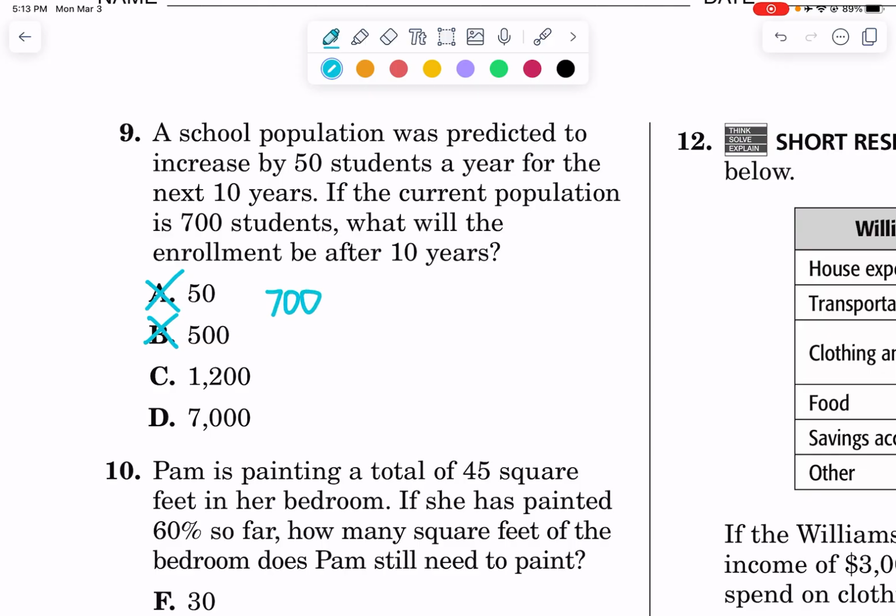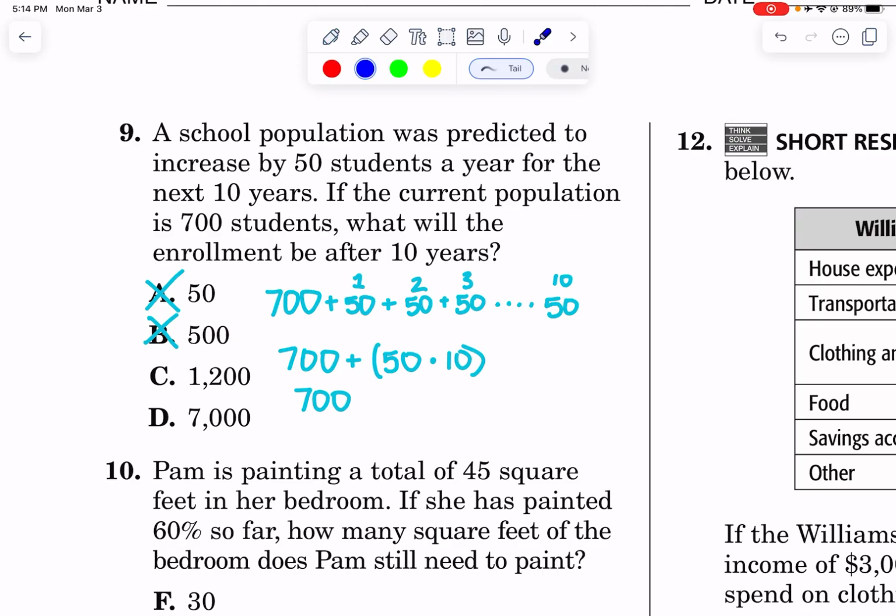So this year it started at 700. Okay, so next year, 1 year, it's going to grow by 50 students. Then the second year, it's going to grow by 50 students. How about the third year? 50 students. And it's going to keep doing that for how many years? 10 years. Okay, I'm going to do 700. Instead of adding 50 10 times, I could do plus 50 times 10. 700 plus 50 times 10. Because that is 50 students per year for 10 years.